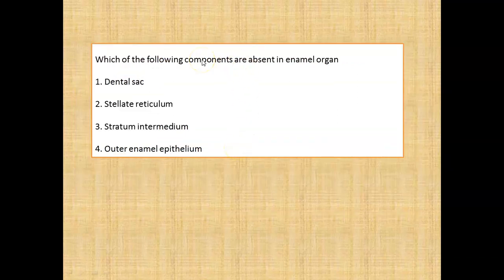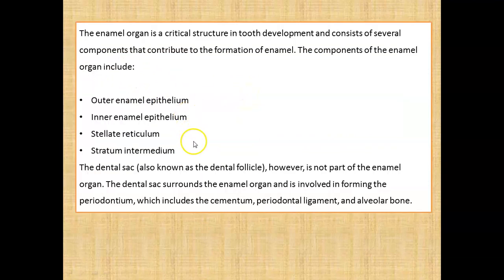Now, which of the following components is absent in the enamel organ? The correct answer here is the dental sac. Let's see in detail. Remember dear students, the enamel organ comprises four structures: outer enamel epithelium, inner enamel epithelium, stellate reticulum, and stratum intermedium. Mostly the enamel organ contributes to the formation of the enamel. What is the dental sac? It is also known as the dental follicle, but it is not a part of the enamel organ. It surrounds the enamel organ and helps in forming the periodontium, which includes cementum, periodontal ligament, and alveolar bone.